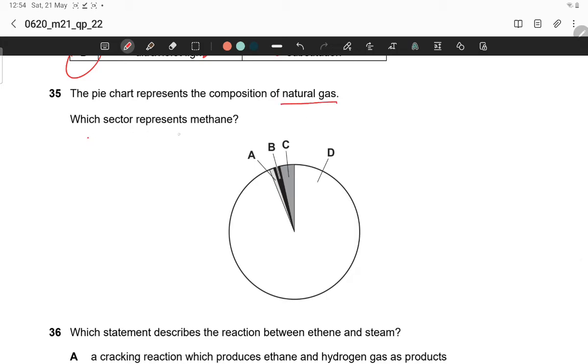The pie chart represents the composition of natural gas. Which sector represents the methane gas? Methane gas, D, because methane gas is in excess, so that's why it's D.